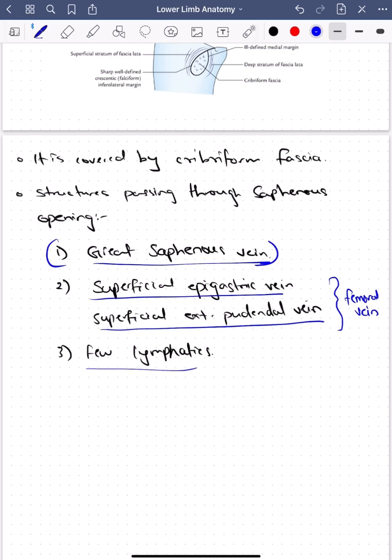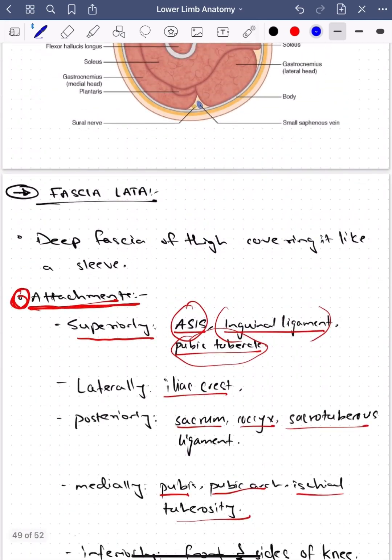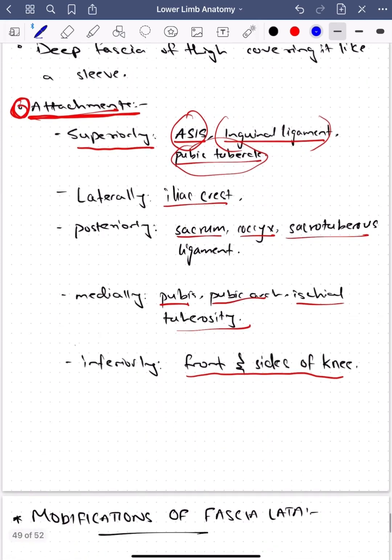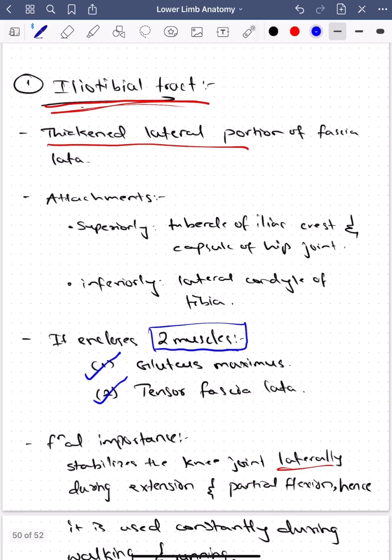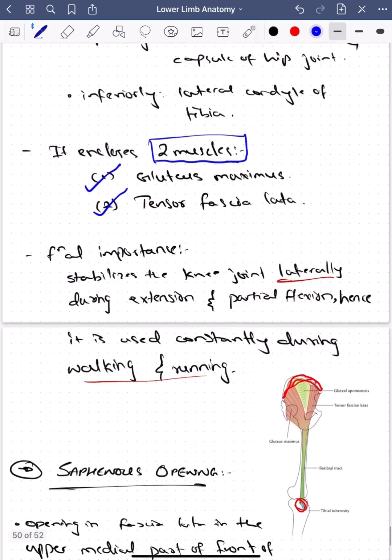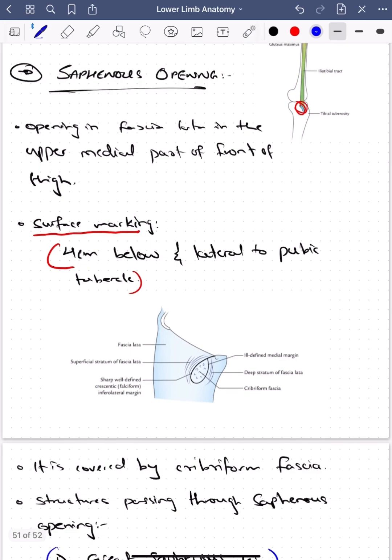So this ends our discussion on the fascia lata. If it is asked in your exams, you first give what the fascia lata is, a brief introduction, then its attachments, then we move on to the two modifications, the iliotibial tract. You can talk about the attachment and the functional importance of the iliotibial tract, and the saphenous opening. You can include this diagram. Every answer in your anatomy paper must have a diagram. Whatever diagram you can think of, you can make it at that point. So in this answer you can include the saphenous opening diagram.